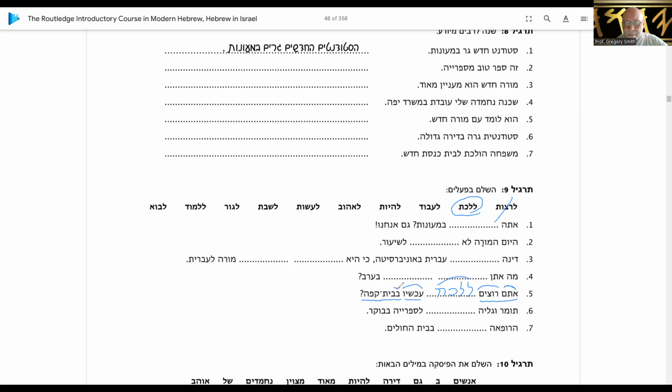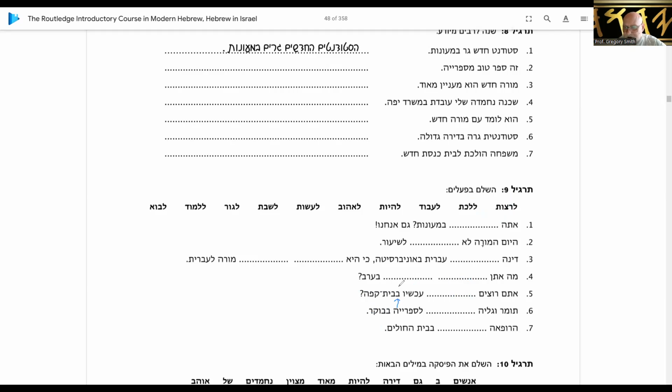Akshav now, bebeit cafe. Yeah, בבית קפה, bebeit cafe. Notice that because this takes the preposition, the bet loses the dagesh, and so it becomes bebeit cafe. Oops, not that one. It's this one here. All right, it's this one here.